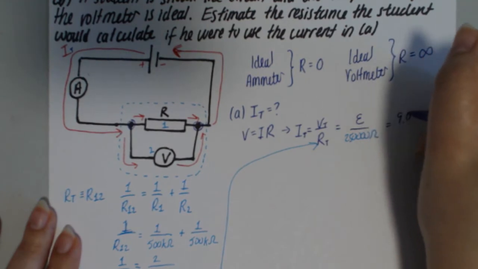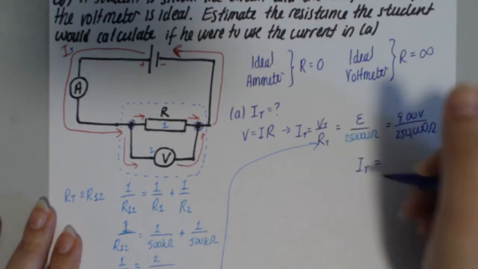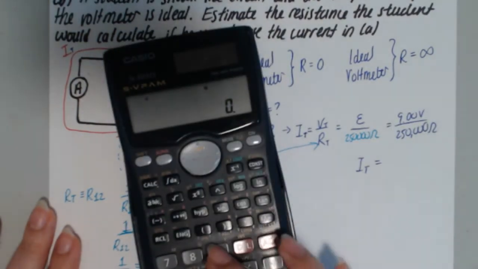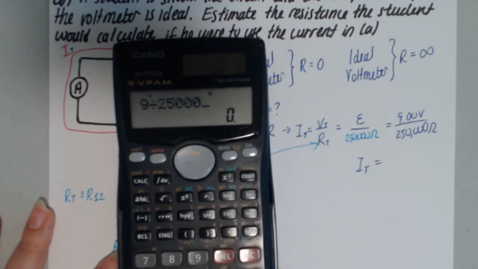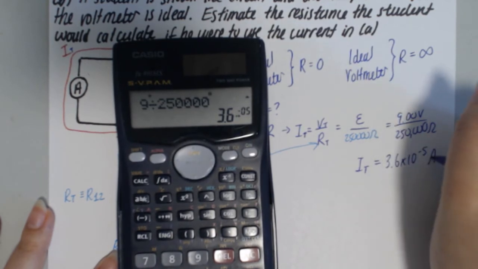Epsilon, we're told, is 9 volts. So 9 volts divided by 250,000 ohms. So that's 3.6 times 10 to the negative 5 amperes.